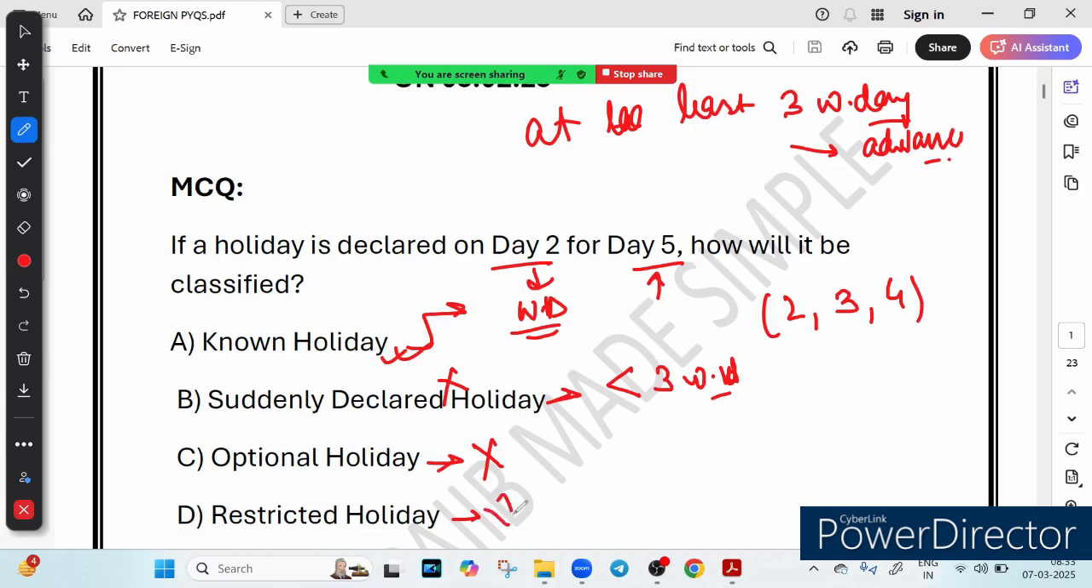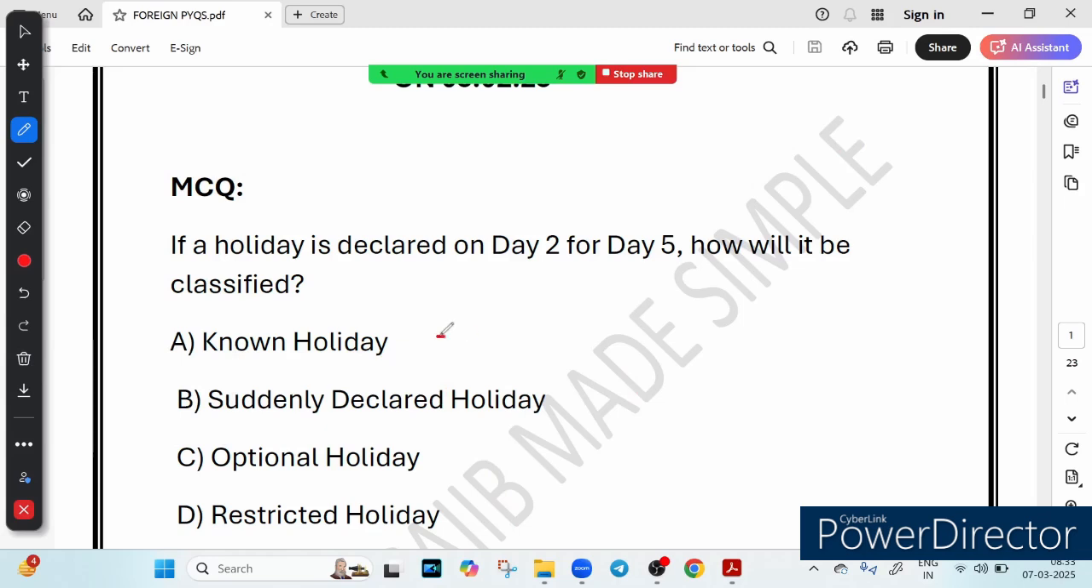So the correct answer to this question is option A, known holiday, because it was declared with more than 3 working days' notice. And here are some key points to remember. The first point is that a known holiday is declared at least 3 working days in advance. This is a very important point which you must know. Always count the working days between the declaration and the holiday to determine if it is known or sudden.